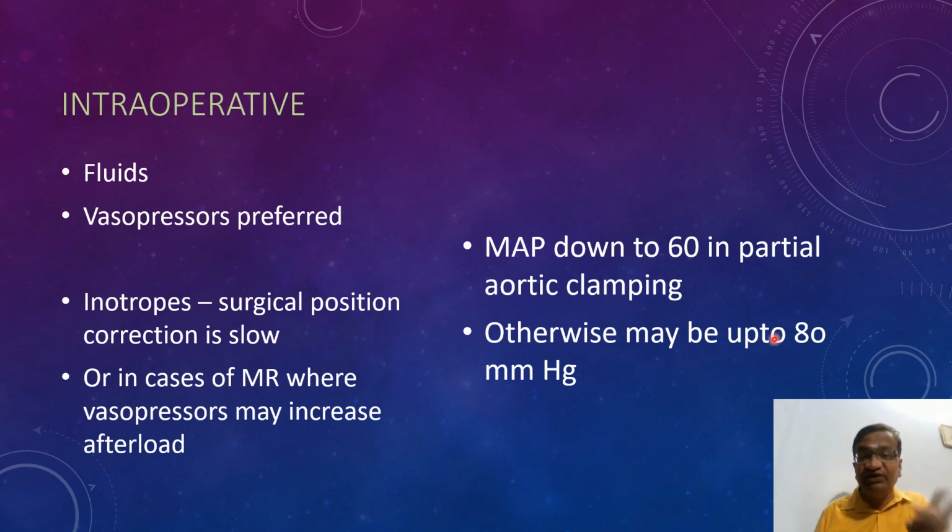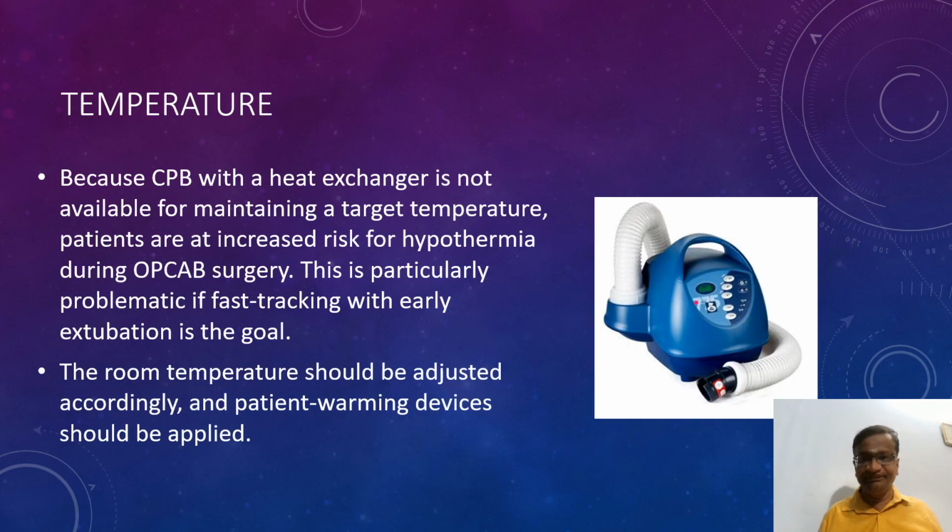MAP down to 60 when you are partially clamping the aorta. That is very important, because otherwise it will be very difficult. Otherwise it may be around 70 to 80 millimeters MAP. Temperature, because you don't have your bypass machine on pump which will maintain the temperature at 33 or 34. We have a heating element there, but here we need to maintain it.